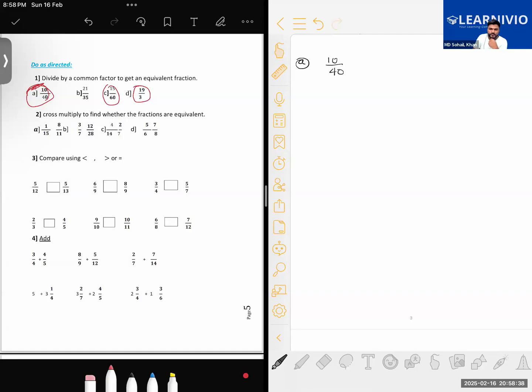First, we have to find one common factor, right? Any common factor could work, but let's start with the first common factor that they share other than one. Because dividing by one will give you the same number, so that does not make any sense.